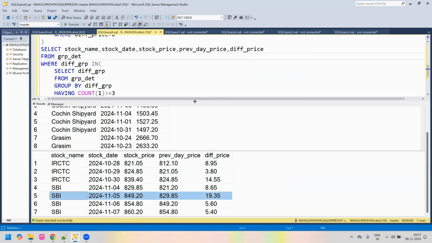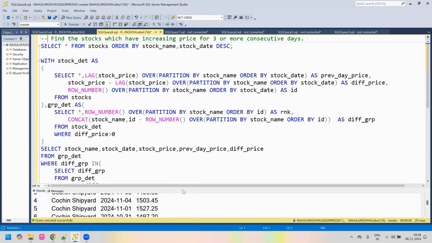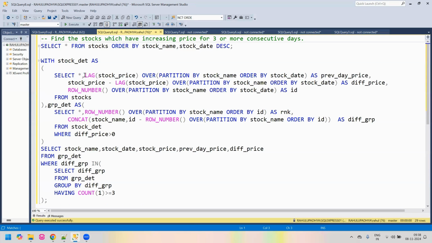So let's quickly summarize how we have solved the problem. As a first step, what we did is we basically got the stock price for the previous day. We used the lag function on the stock price column to find the previous day stock price. We partitioned it based on the stock name, as we have to work on each of the stocks separately. So each of the stock is a separate group. That's why we have partitioned it based on the stock name, and we have ordered it based on the stock date so that we are able to identify the previous stock price in the increasing order of the stock date. So this way we have determined the previous day stock price.